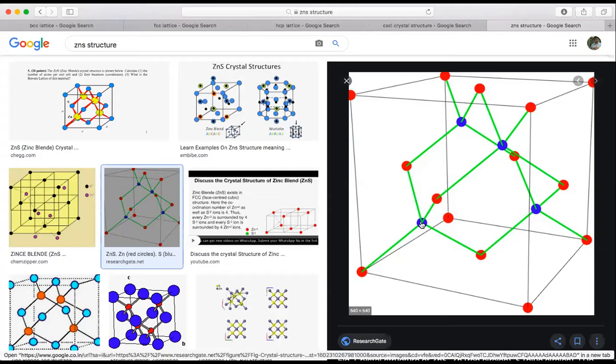If the two atoms are different, you call this a zinc blende structure, ZnS. So in a zinc blende structure, this could be zinc, this could be sulfur. Or boron nitride also forms this structure, so this could be boron and this could be nitrogen. So that's called a zinc blende structure. If all the atoms are the same, you call that a diamond structure. And as I said, diamond, silicon, germanium form this structure.